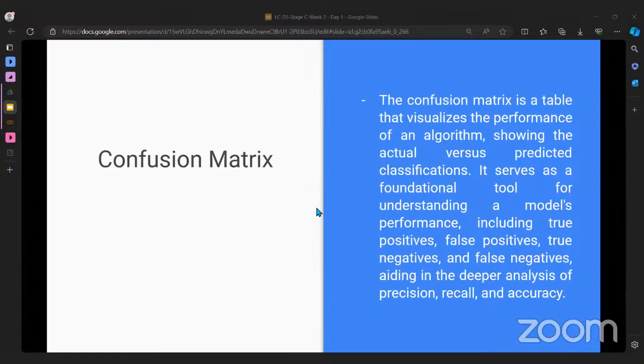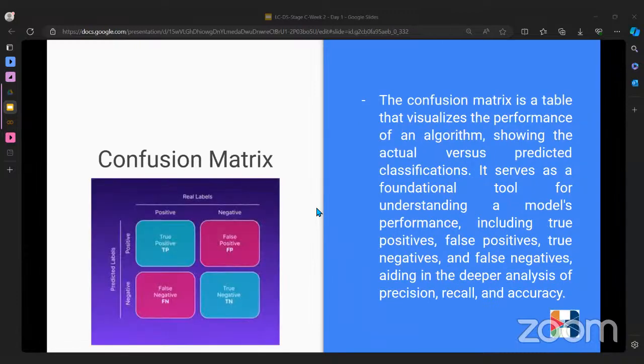All right, we have the confusion matrix. We are almost done with our slides, three more to go. We're all familiar with this. The confusion matrix is a table used to describe the performance of a classification model on a set of test data for which the true values are known.